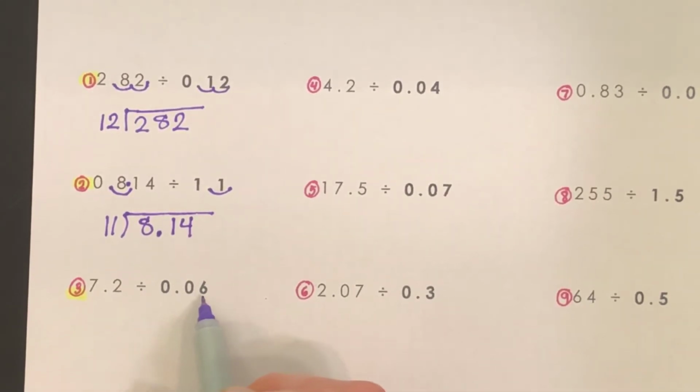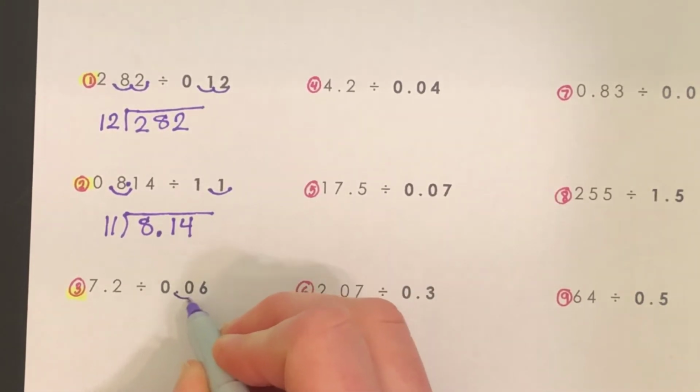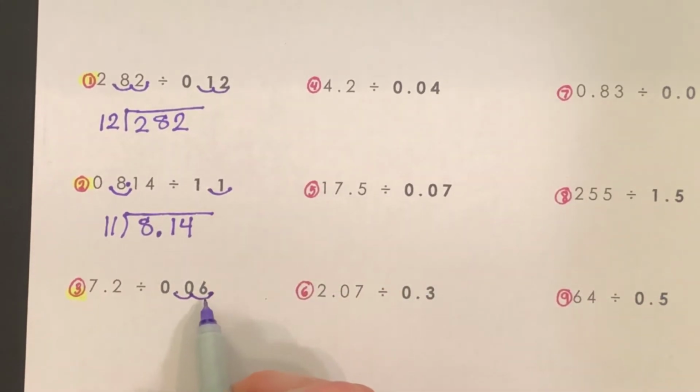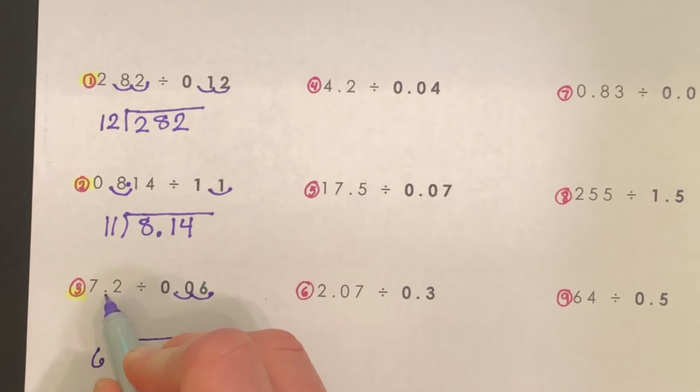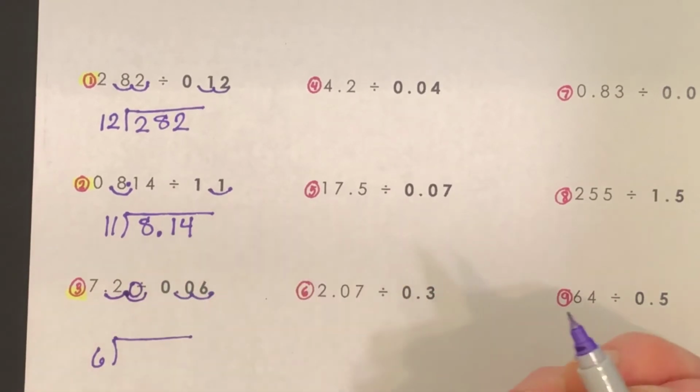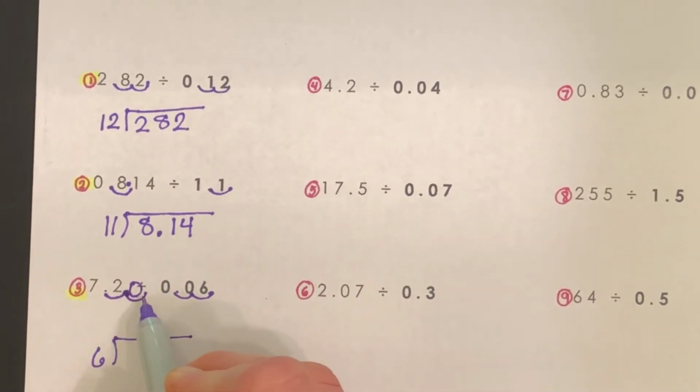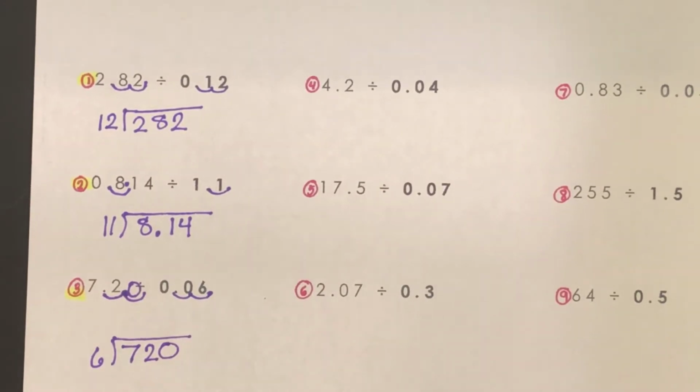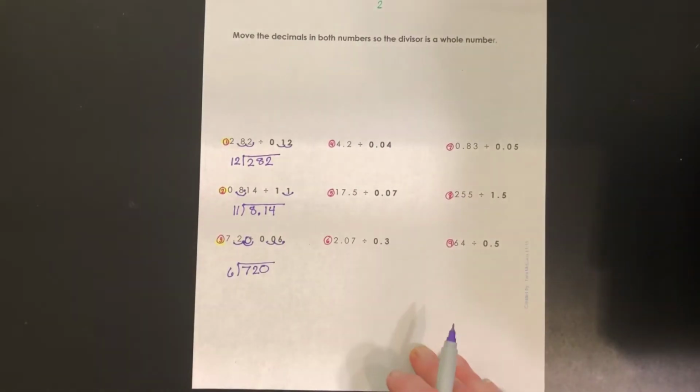The divisor, again, has 2 digits to the right of the decimal. I need to get rid of those. I'll move the decimal 2 places. That becomes a 6. I'll move the decimal 2 places. I ran out of digits, so that next one's going to be a 0. See that? Now I can move it 2 places, 1, 2. So I will be dividing 720 by 6. Do the rest just the same as that. When you finish this page, you'll move on to the next.